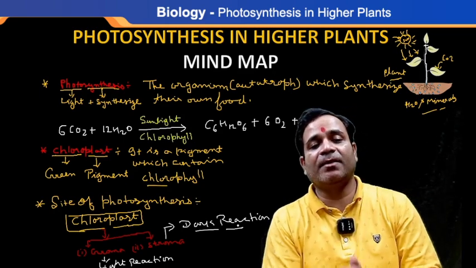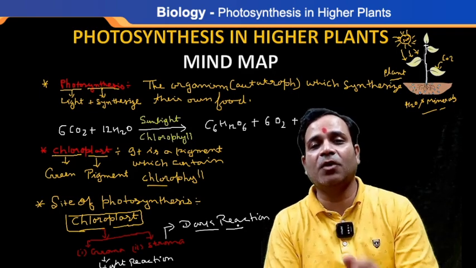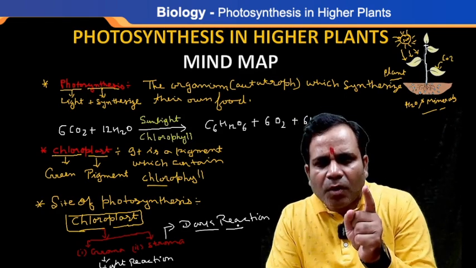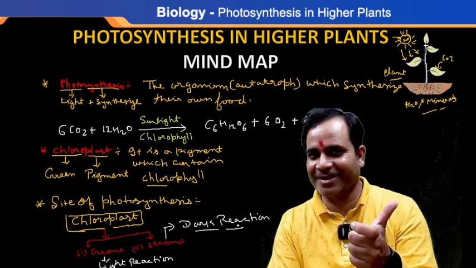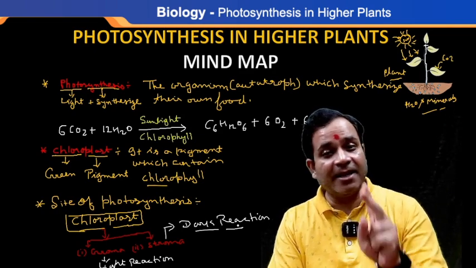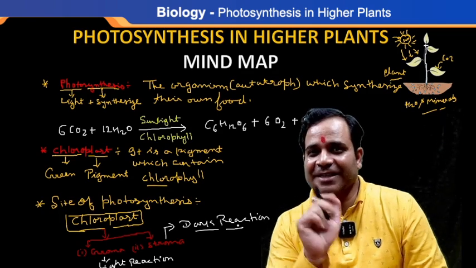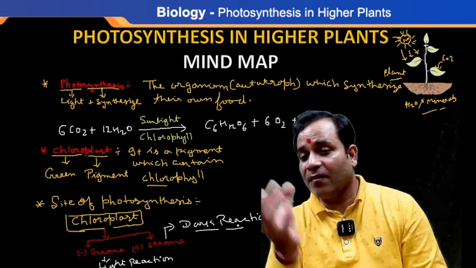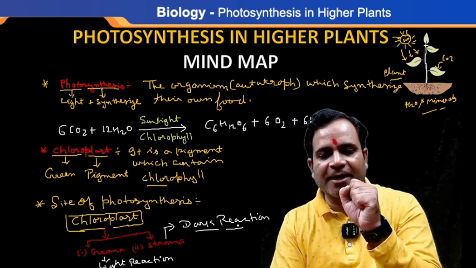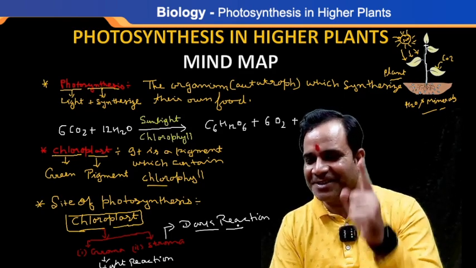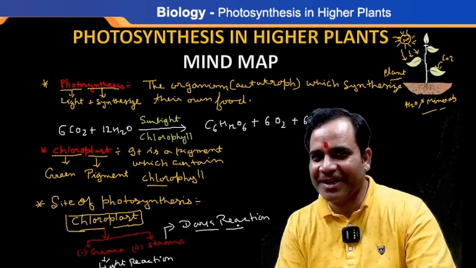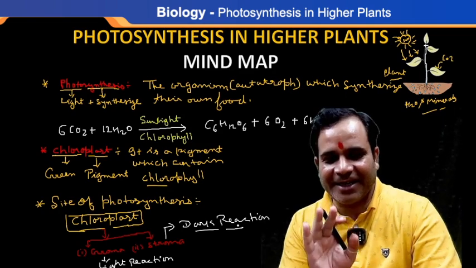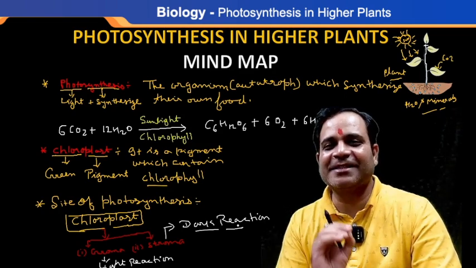So if anybody asks you about the site of photosynthesis, you say chloroplast. Yes, this is absolutely correct. But whenever anybody asks you where in the chloroplast photosynthesis takes place, at that time you say there are two regions in the chloroplast: grana and stroma. In grana the reaction is light reaction, while in stroma it is dark reaction. Now the question is, what is light reaction and what is dark reaction? This is the thing you want to know from me, my dear. Keep patience, I will give you the answer to this question also.